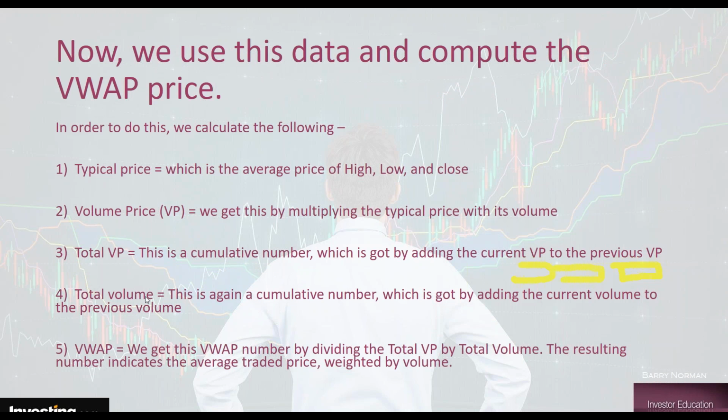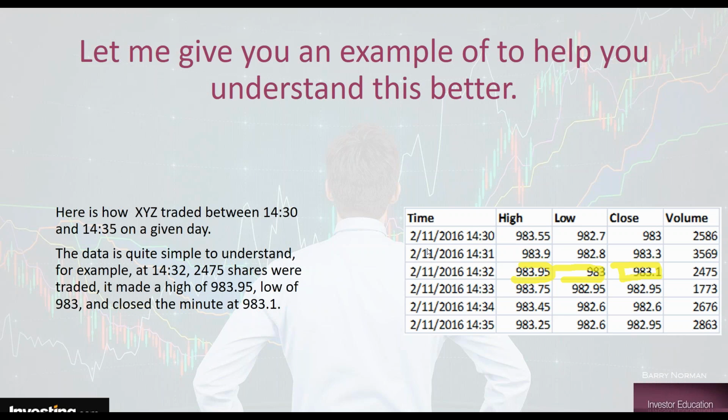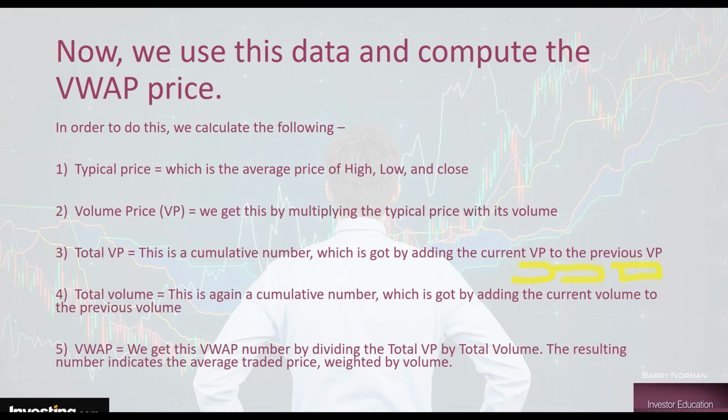Okay. Now, this is a cumulative number which we got by adding the current VWAP to the previous VWAP, which is the total. So we would then take the VWAP from the current time, the previous time frame, and add these together. This again will give us our VWAP total.